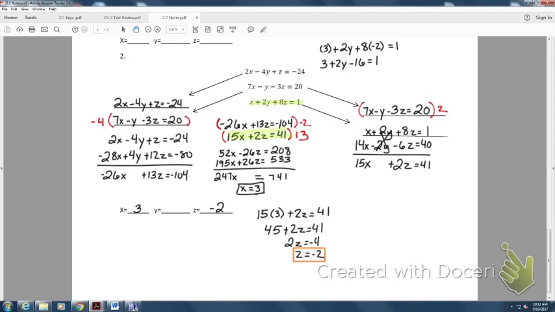So I need to simplify it down. And whenever I solve for y, I get that it is 7. Okay. Questions on this?